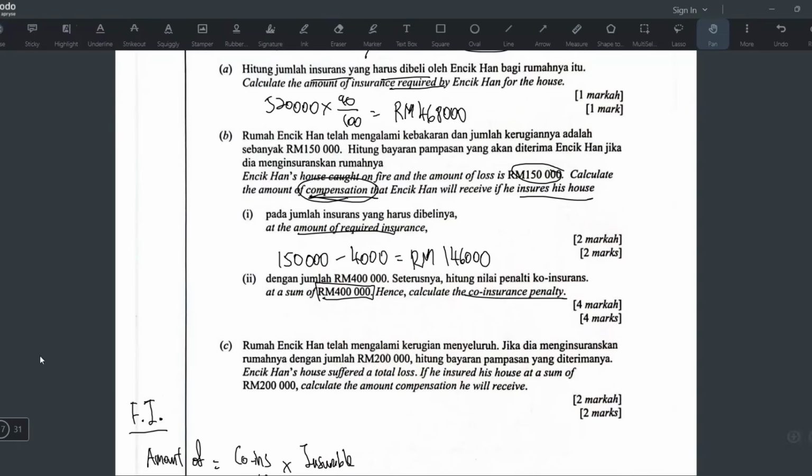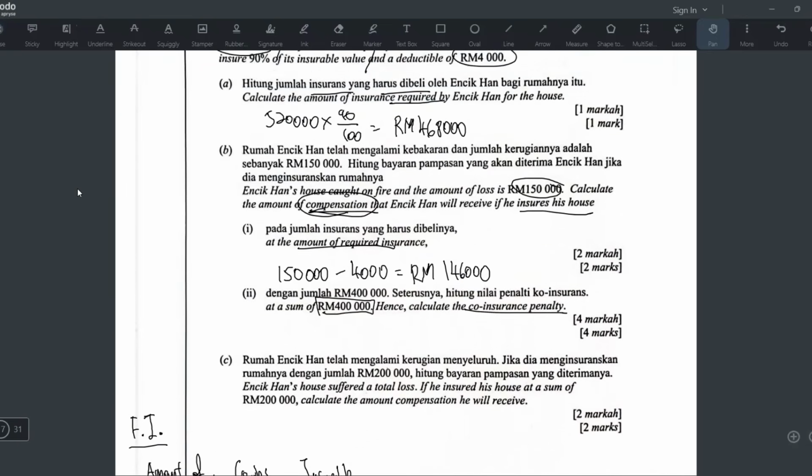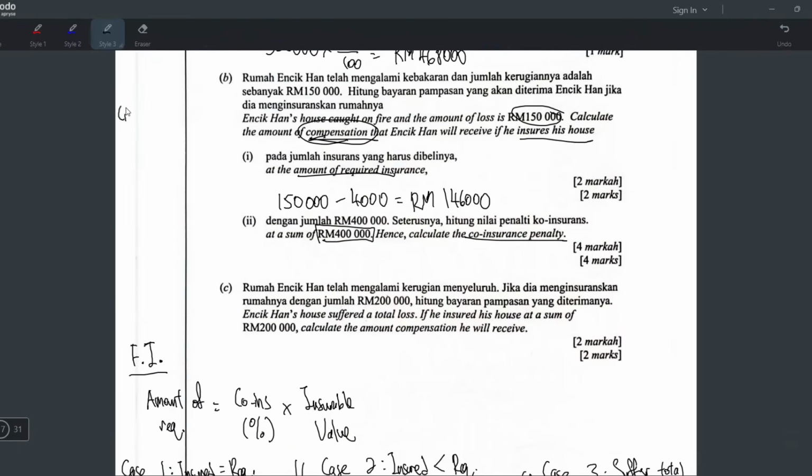Okay. Alright, I think I need space for this, so I will do it here. So this is B2. Okay, first nak cari compensation dulu. So the compensation formula, kalau case 2 you have to take purchase over required. So dia purchase kurang, lebih kurang kan 400,000. Tapi required is 468,000. So you kena buat macam ni. Purchase over required darab dengan loss, 150,000 is still the loss, and then minus deductible 4,000. Okay, alright. So potong, and then 400 bahagi 468 darab 150,000 minus 4,000.